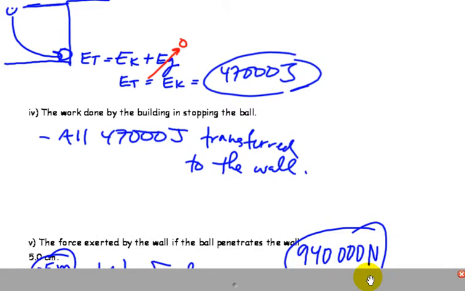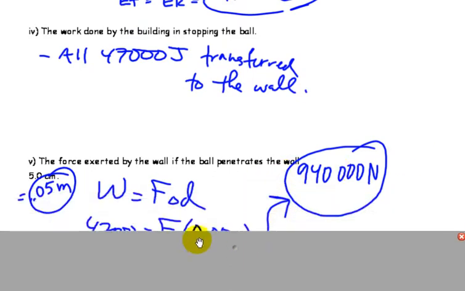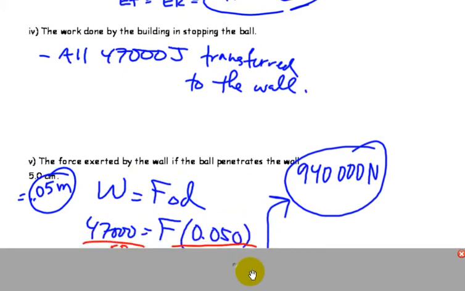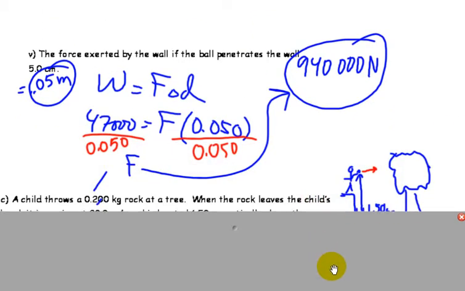And then lastly here, the force exerted by the wall if the ball goes inside the wall 5 centimeters. So 5 centimeters, of course, is 0.05 meters. Now we know the work done in stopping the ball is equal to the change in energy. So work done is 47,000. Force we can figure out, and the d that we have is 0.05. So divide both sides by 0.05, and we get the force of 94,000 newtons. Of course, it's going to be negative work here, and technically a negative force, because we're working against the ball.